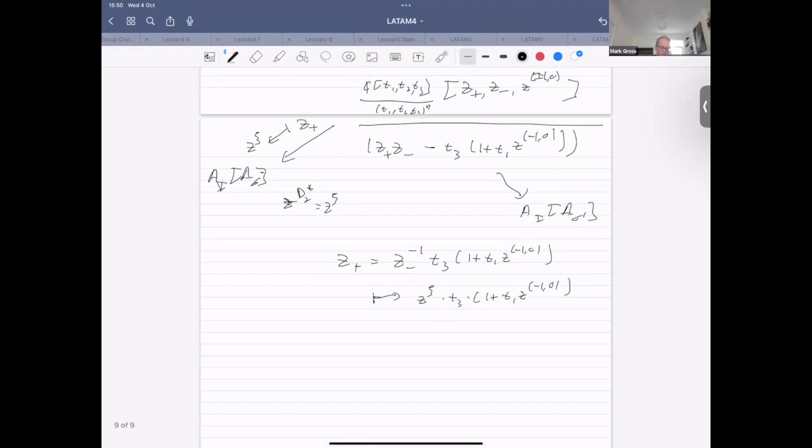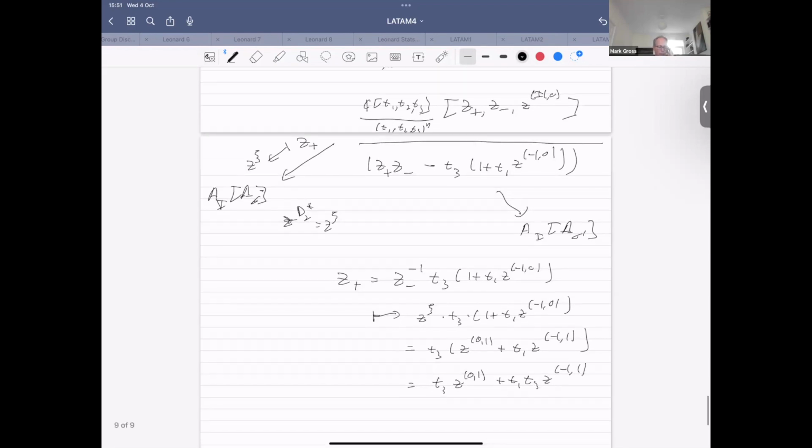So let me write this now as t3 times z to the 0, 1 plus T1 z to the minus 1, 1. Or putting everything as monomials, T3 times z to the 0, 1, plus T1 T3 z to the minus 1, 1.